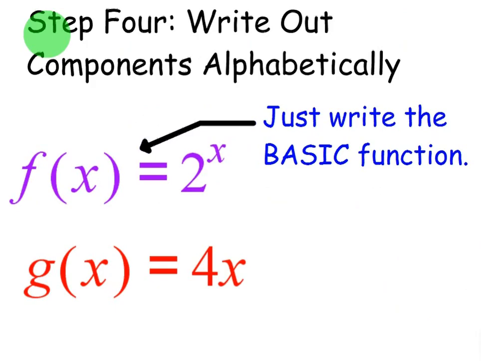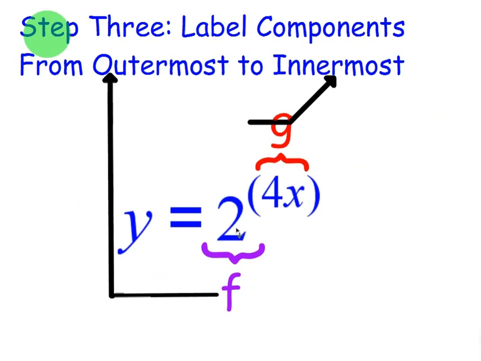Okay, so now let's label our components. Here's where it gets a little confusing. So you might be thinking, well, why is f the outermost function? Why is it not the innermost? Well, that's because if you think about it, the 4x is inside of the exponential function, right? In other words, it would just normally be x, but it's 4x. So that's why I put parentheses around it.